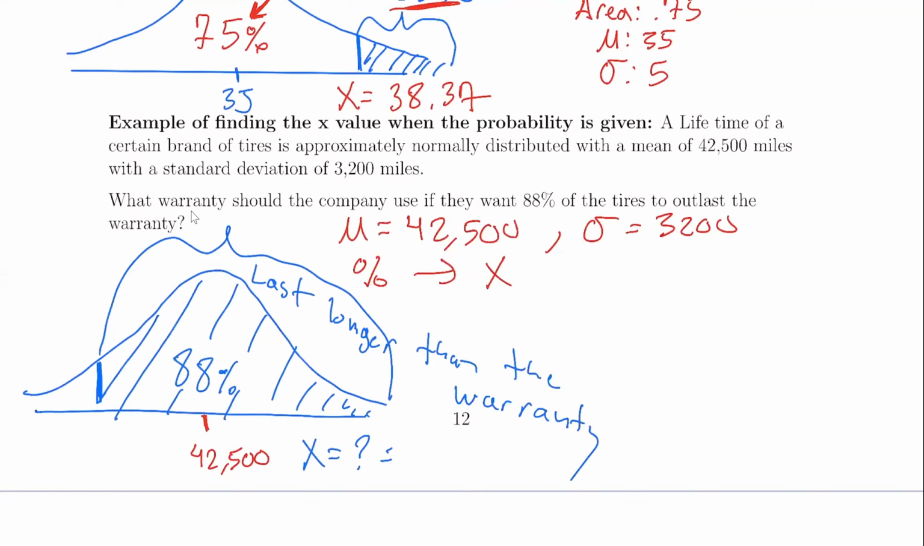So that means we only want 12% of the tires to actually have to use the warranty. So what we want to do is figure out how low we should set the warranty, so that way 88% of the tires will actually outlast that warranty that we give them. So that's what we're going to do. Any questions so far for the drawing?